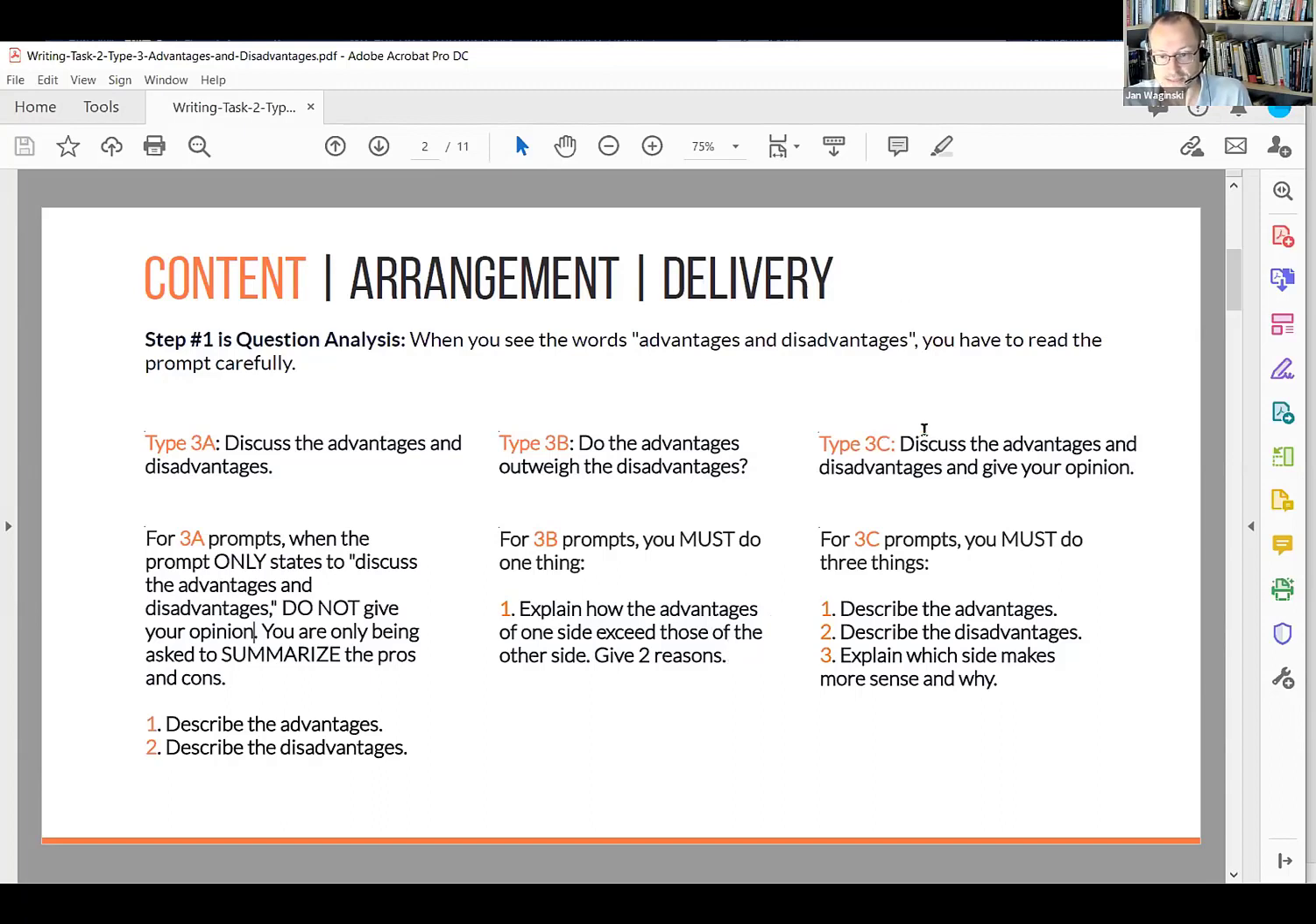And for the third type, discuss the advantages and disadvantages and give your opinion. There's 3 things you have to do. You have to describe the advantages, describe the disadvantages, and choose a side. Explain which side makes more sense and why.